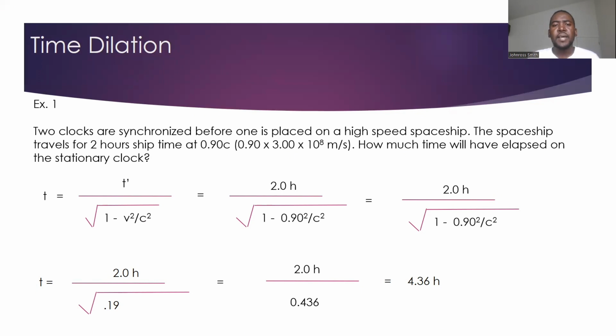And what this means is that the clock observing the event stationary on Earth is observing it over twice the time that the clock traveling with the spacecraft is recording for that event.